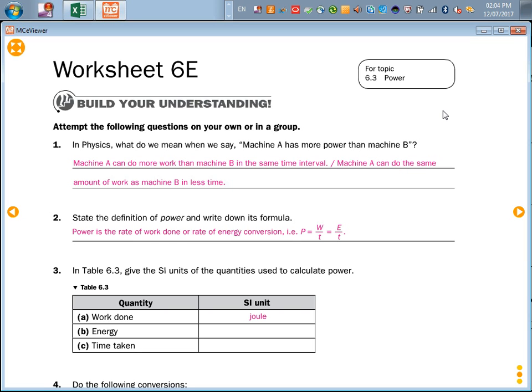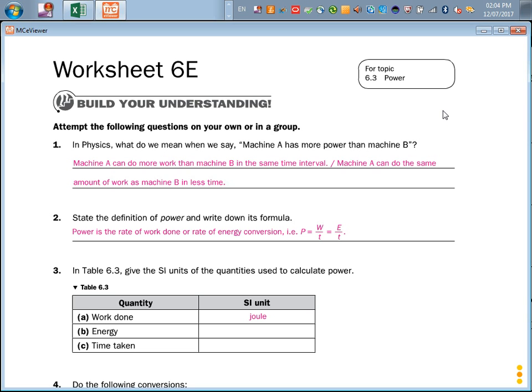Okay. So what do we mean when we say machine A has more power than machine B? Power is given by work done over time taken, which is also a change in energy over time taken. So when we say A has more power than B, we say that A can do more work than B in the same amount of time. Or you can look at it the other way. A can do the same amount of work as B in less time. So we conclude that A has more power.